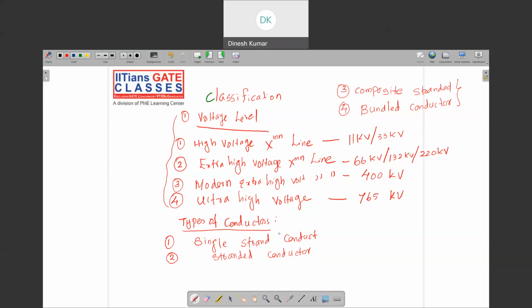Okay. So there are some advantages of bundled conductor, like having a different GMR, geometric mean radius, which I will explain to you. There will be less corona in a bundled conductor. That is the most important part. Corona is less here. I will teach you corona tomorrow, next class. So this is the classification according to conductors.